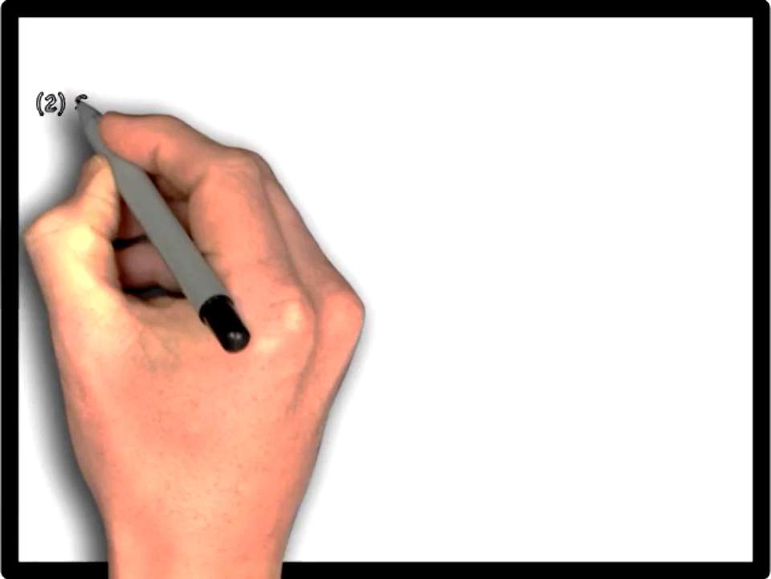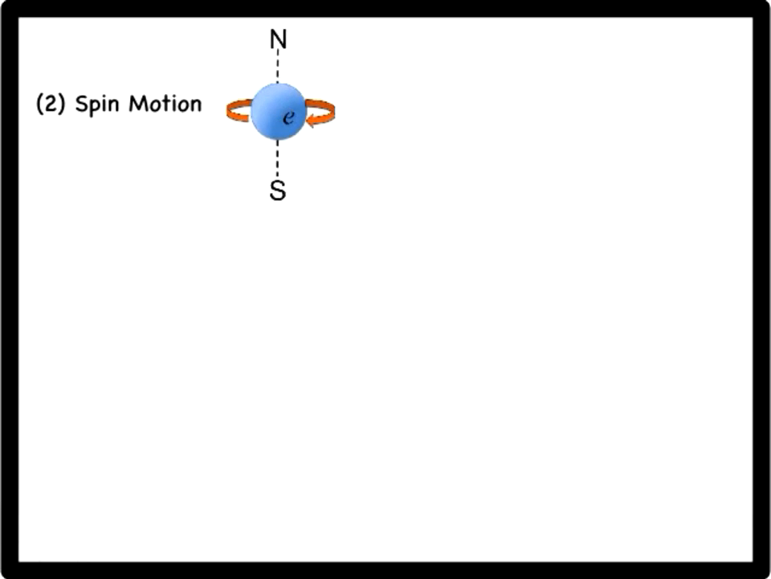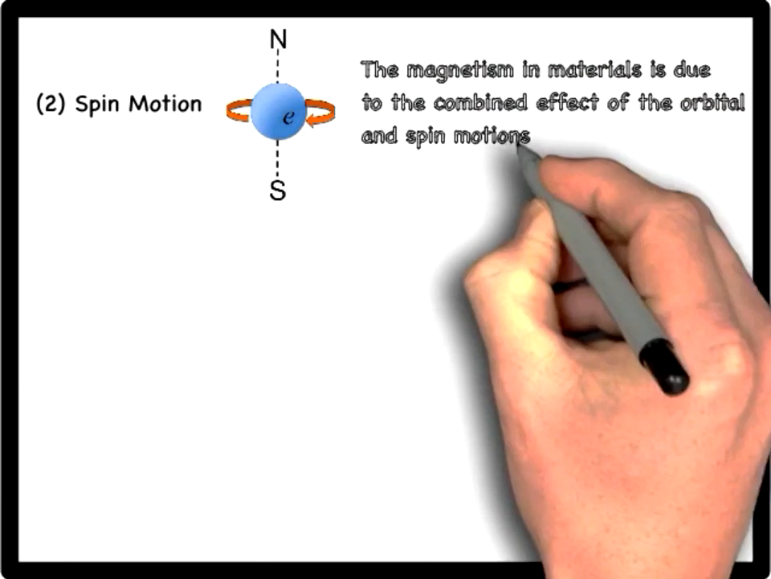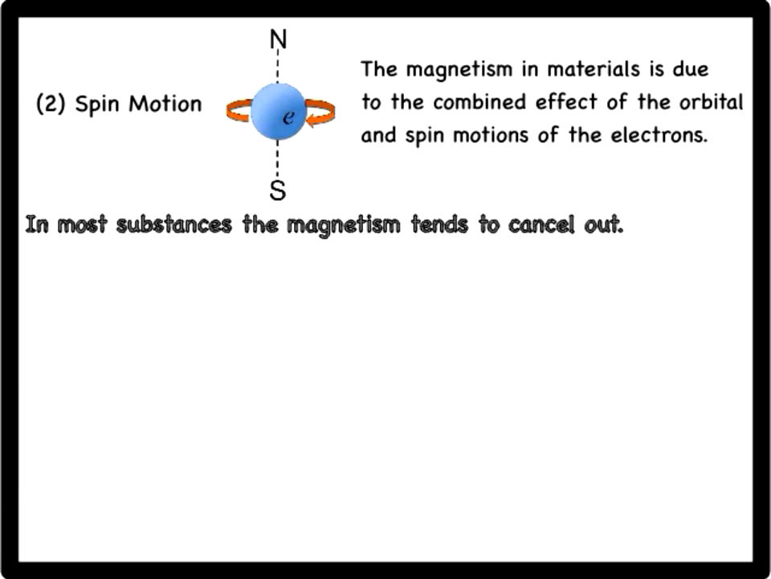Second, each electron possesses the physical property of spin that also gives rise to a magnetic field. The net magnetic field created by the electrons within an atom is due to the combined fields created by their orbital and spin motions. In most substances, the magnetism produced at the atomic level tends to cancel out, with the result that the substance is a non-magnetic material overall.